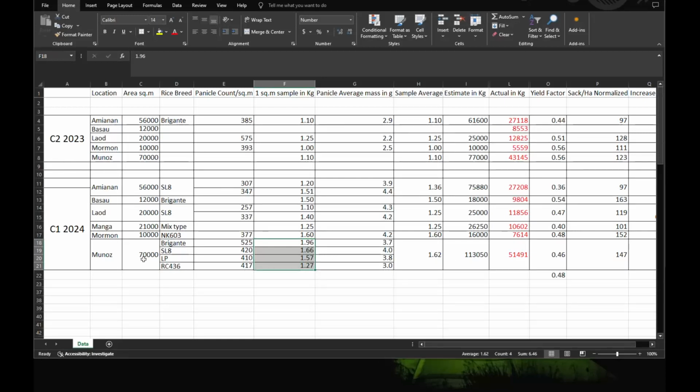So for 70,000 square meter, my actual yield is 51 tons. And of course, the yield factor using this data is 0.46. I average all of these and it gave me 0.48 as the yield factor.